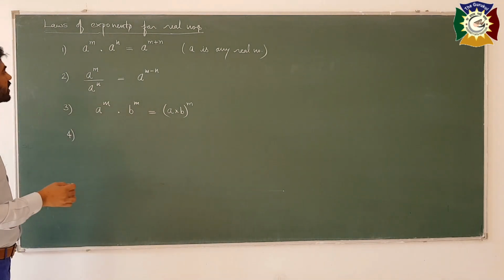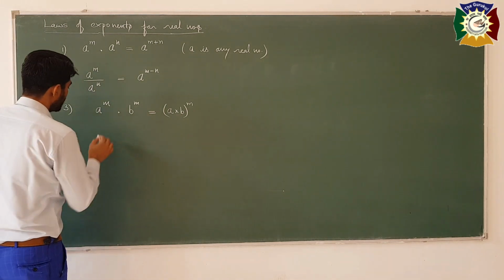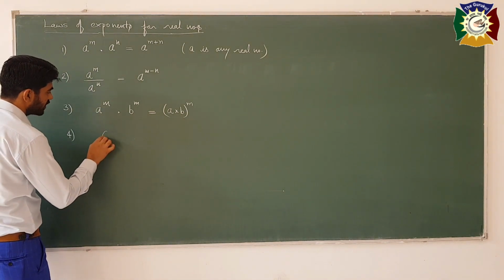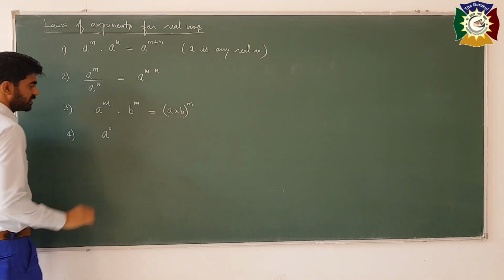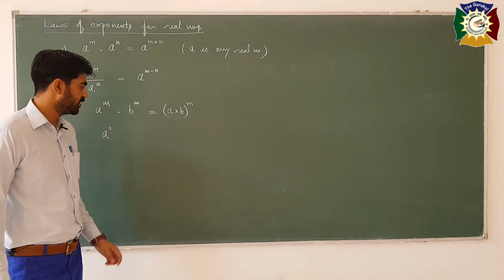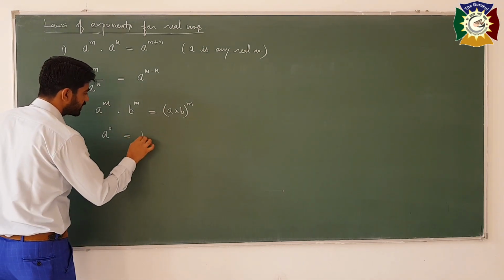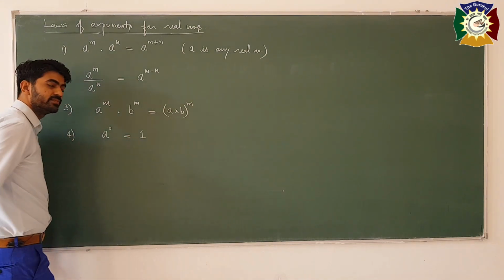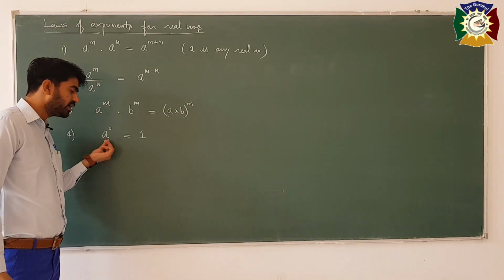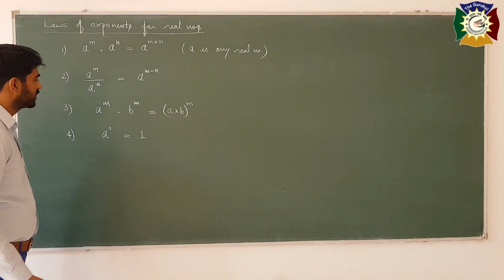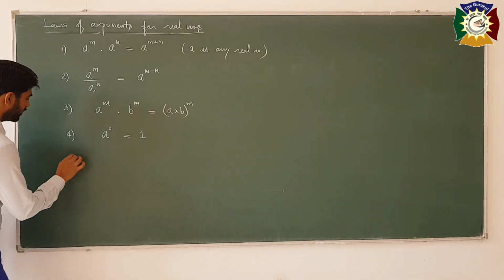Then fourth, suppose a is any real number and a to the power 0 is there. Then we will write it as 1. Any number to the power 0 is equal to 1. This is the law.